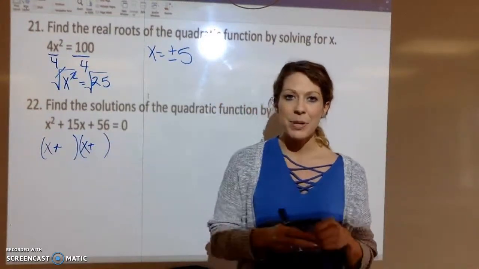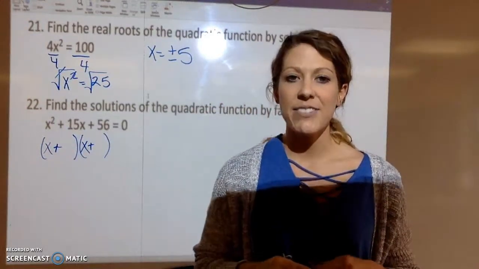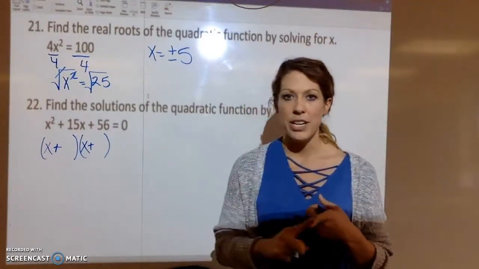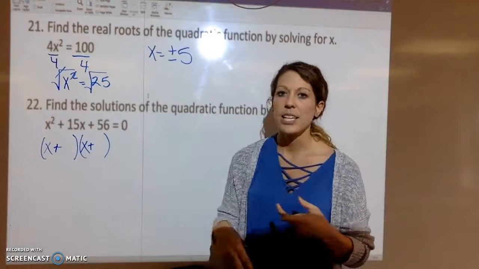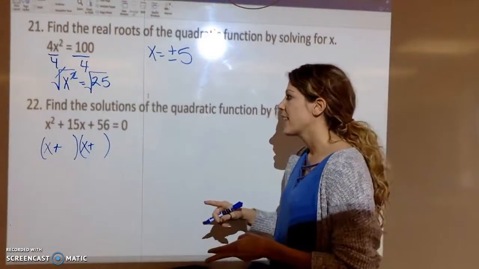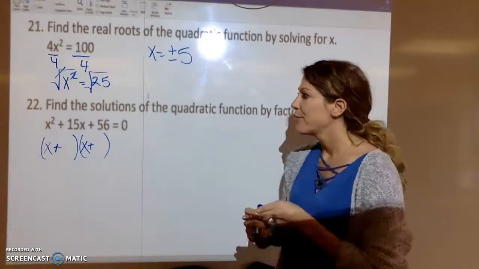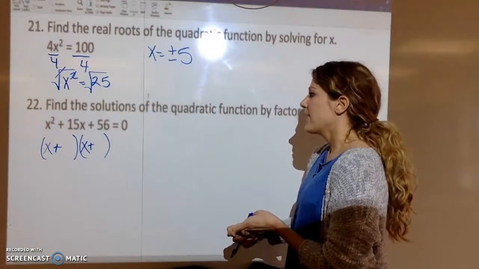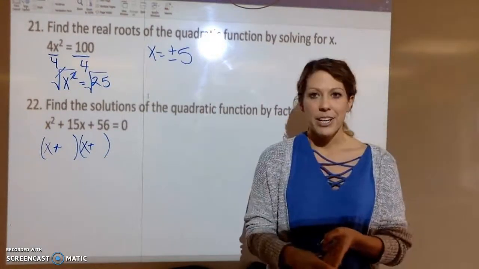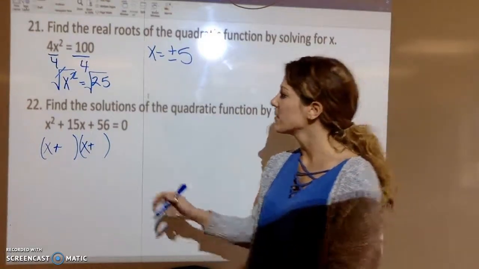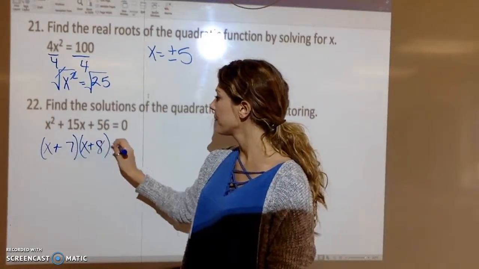2 numbers that multiply to 56 and add to 15. Again, if you get stuck, just start listing all the things that multiply to 56. So that's 1 and 56. That doesn't add to 15. 2 and 28. That doesn't add to 15. 3 and nothing. 3 doesn't work. 4 and 14. That's 18. 5 doesn't work. 6 doesn't work. But we have 7 and 8, and 7 plus 8 is 15. So we have 7 and 8.